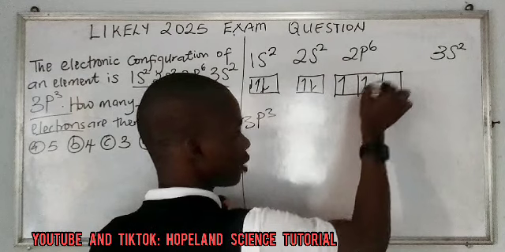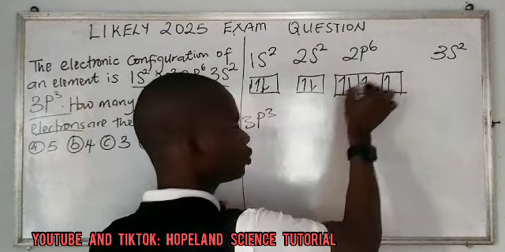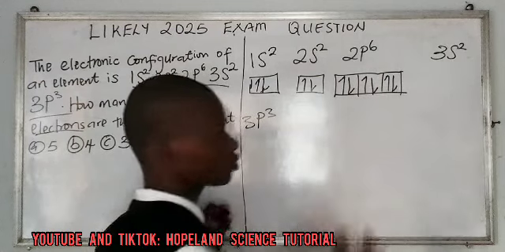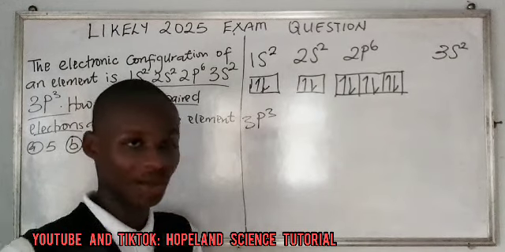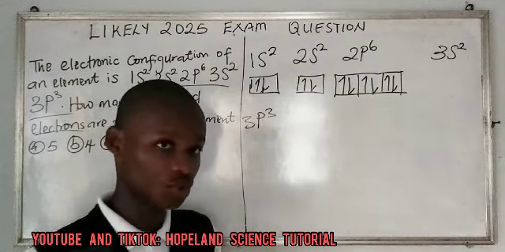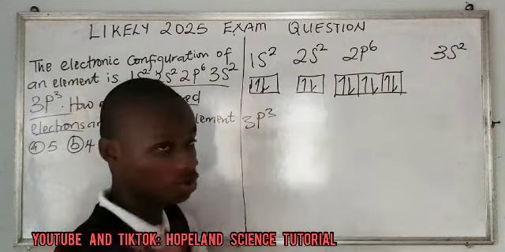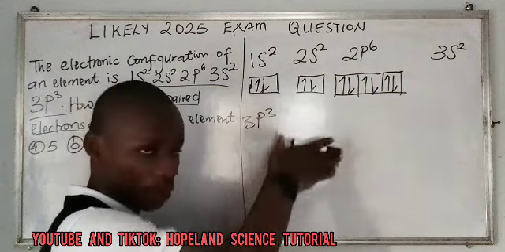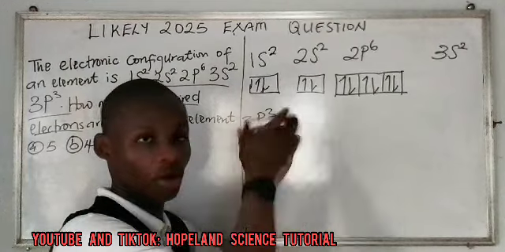Remember that there are a lot of laws governing electronic configuration. So we are going to obey those laws in filling these suborbitals. Those laws we are going to look at in our next video, where we shall look at the Pauli's exclusion principle, Hund's principle, and the Aufbau principle. Those three principles are our guidance in this process of electronic configuration.